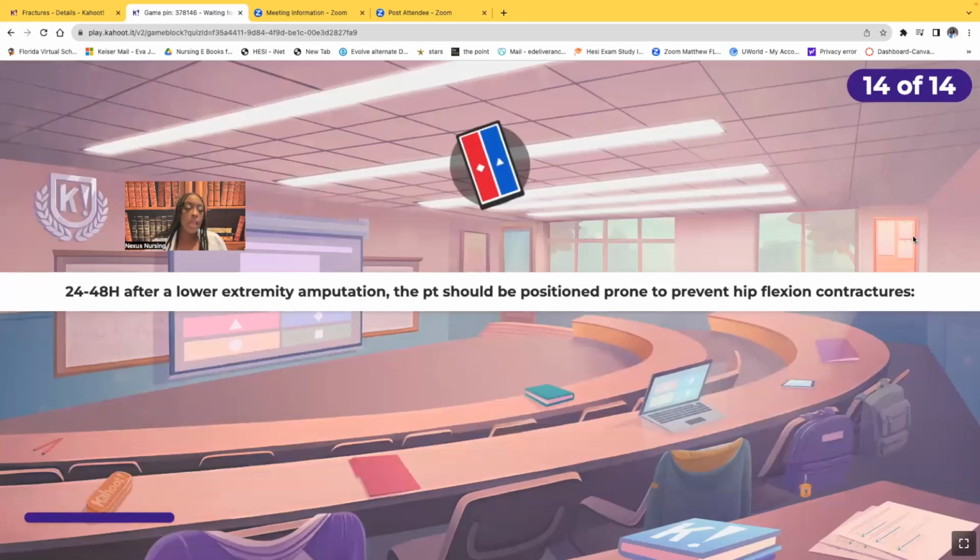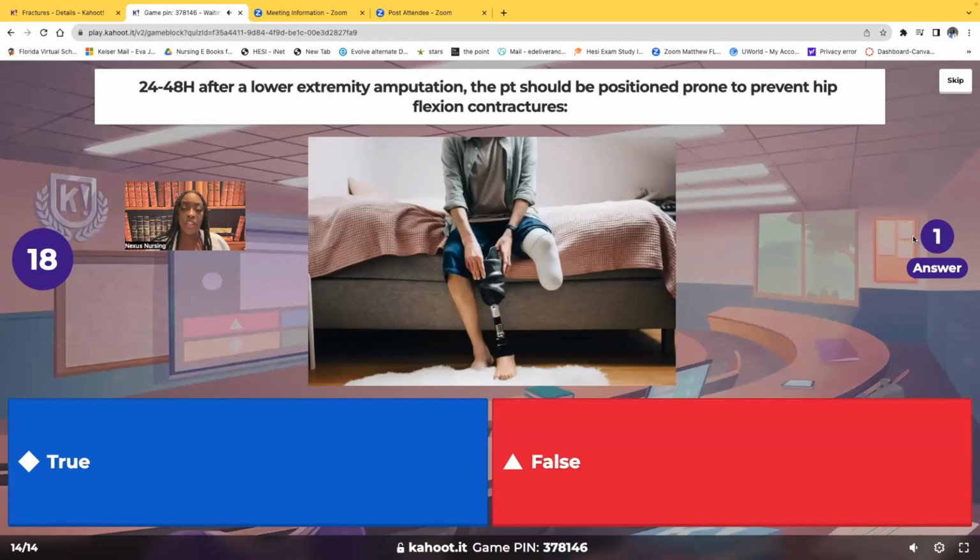True or false? 24 to 48 hours after a lower extremity amputation, the patient should be positioned prone to prevent hip flexion contractures. Is this true or is this false?